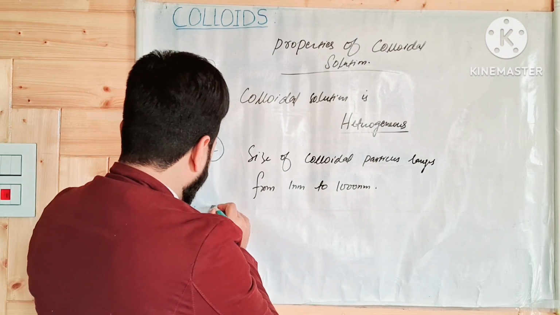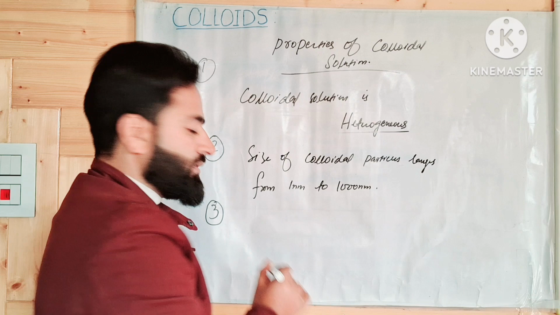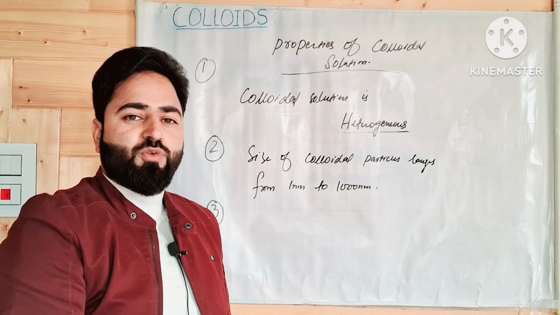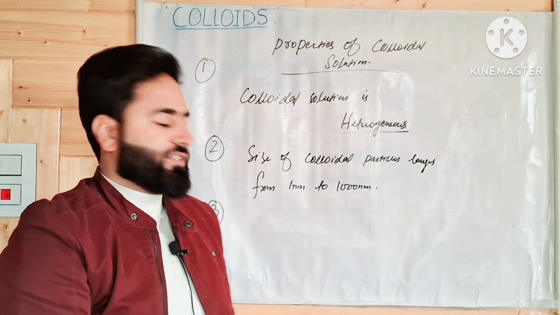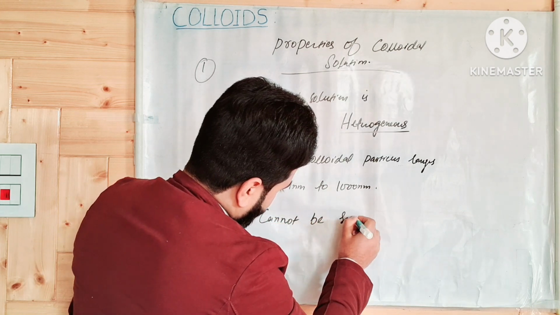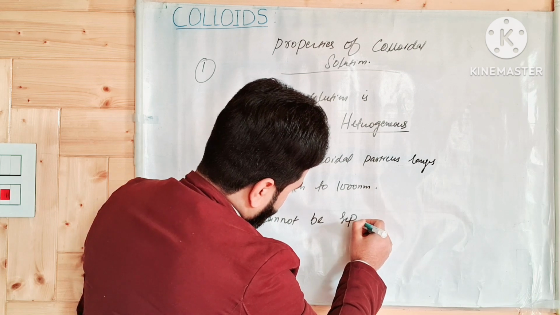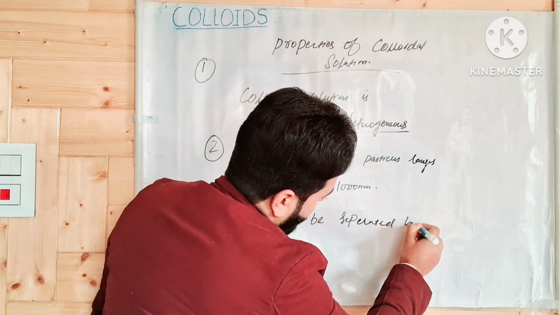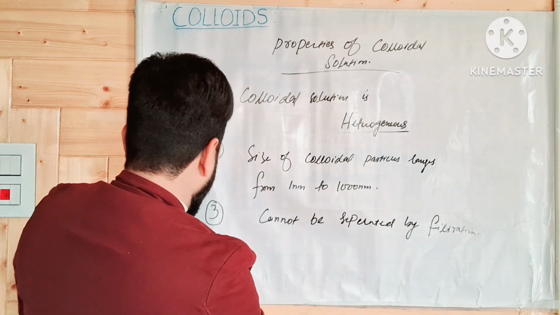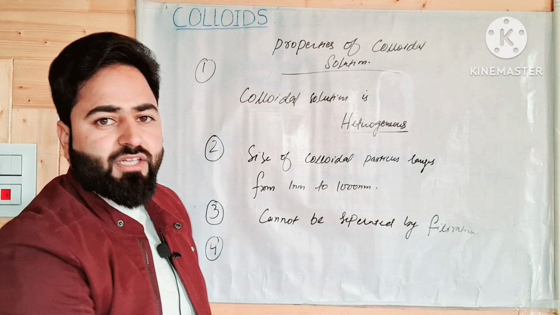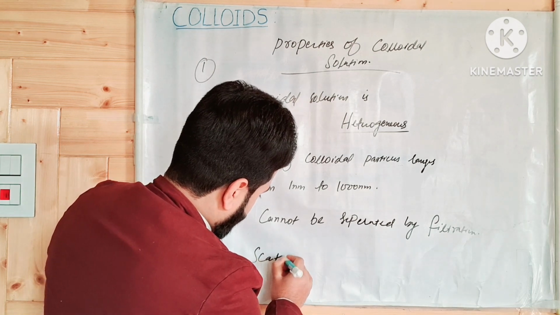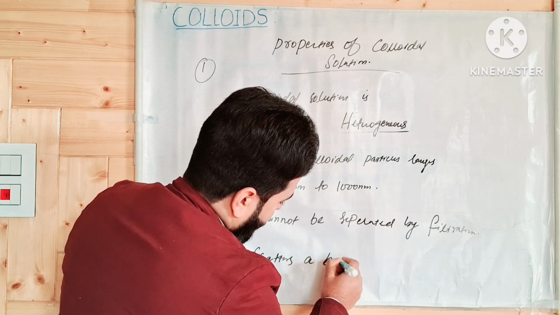The third point is the particles of a colloidal solution pass through a filter paper. So colloidal solutions cannot be separated by filtration. And the fourth point is colloidal solution scatters a beam of light.